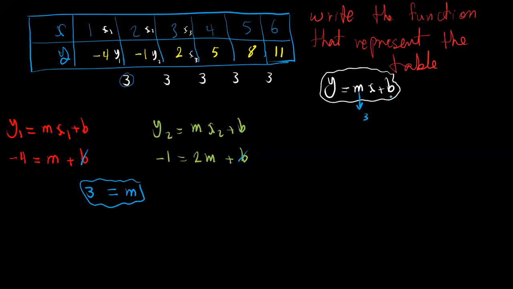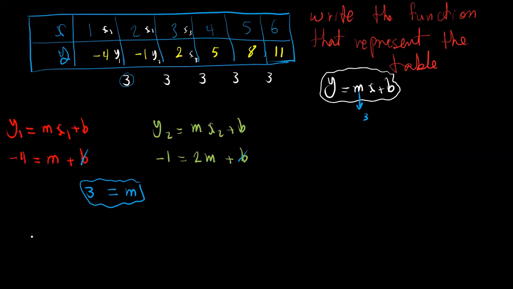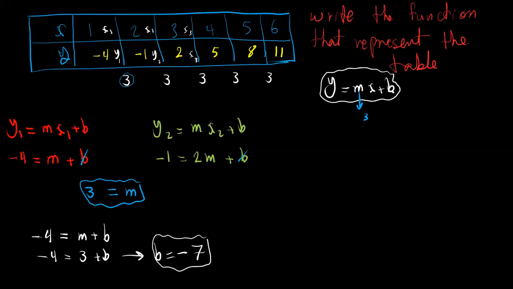What about b? Okay, let's use the first or second equation, as you like, to get b. I have m equal 3, so I will use here -4 equals m plus b. So -4 equals 3 plus b. So what is b? b equals -4 minus 3, so -7. Yes. So b is -7. So I can write the equation y equals 3x minus 7.